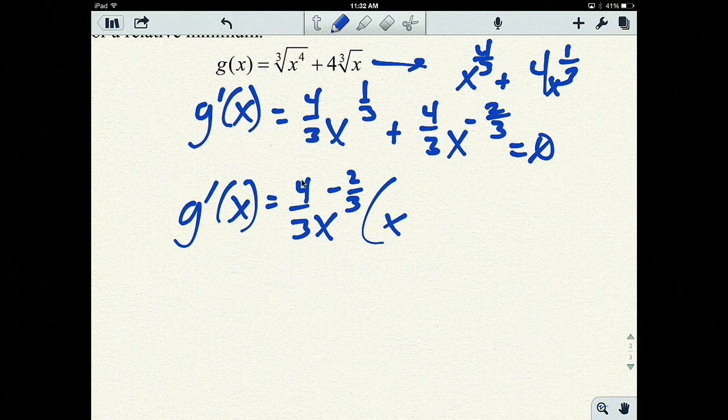Try distributing, like doing the reverse of factoring. You're going to get x to the 1/3. Okay. And then the second piece, that's the same thing, so it just becomes x plus 1, like so.